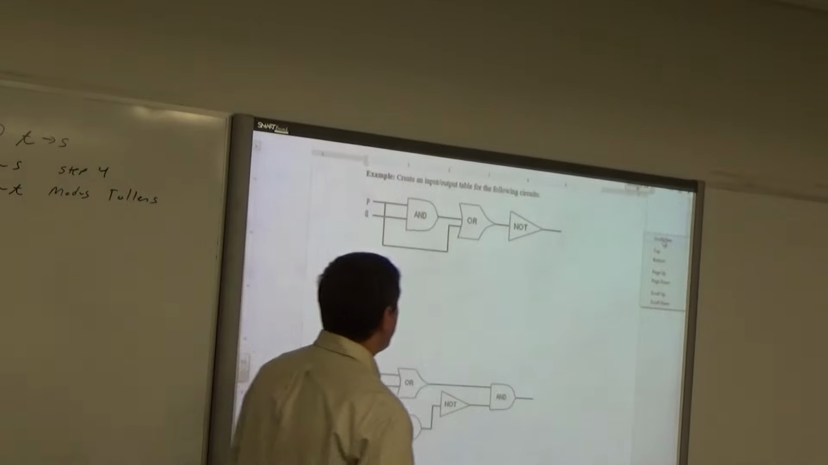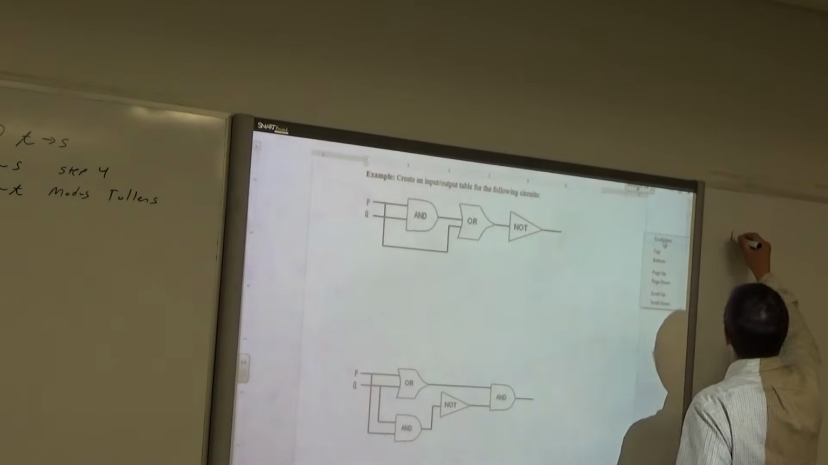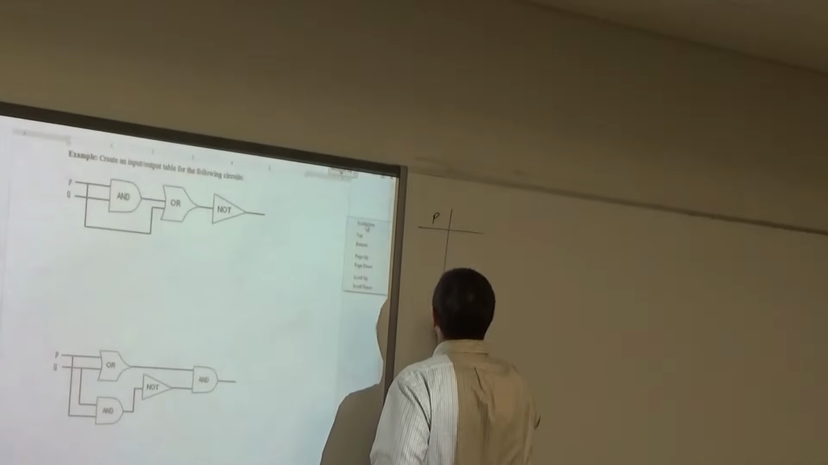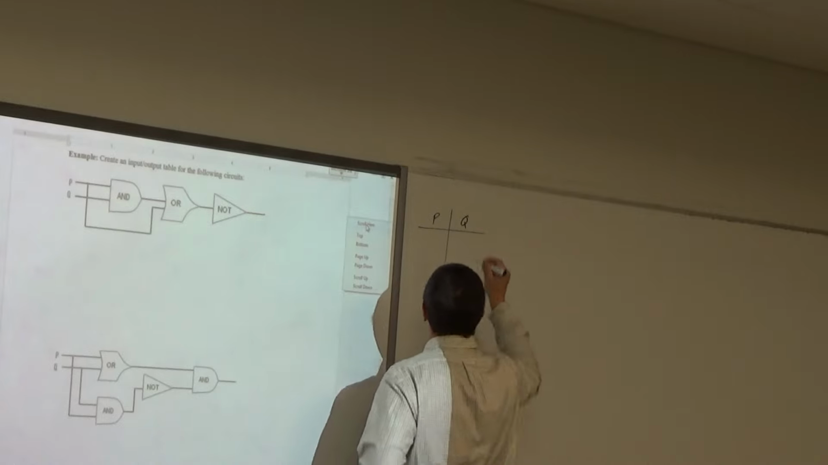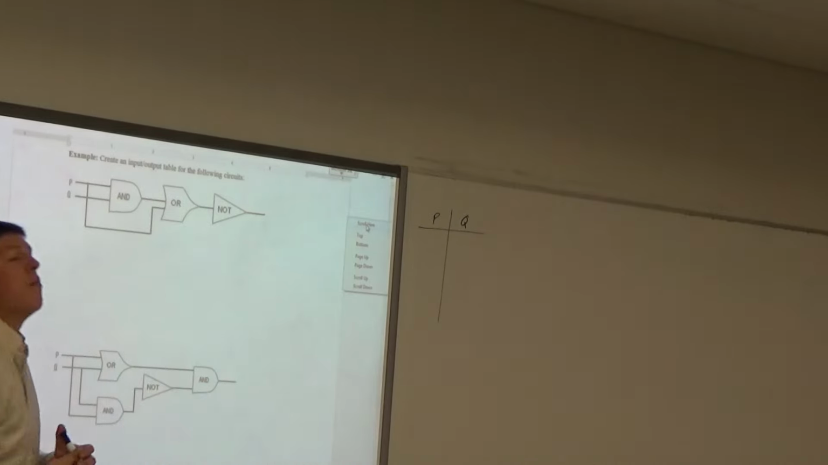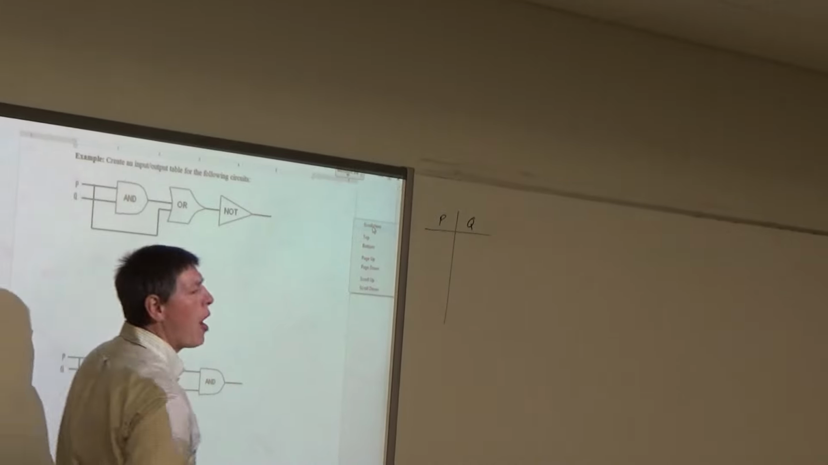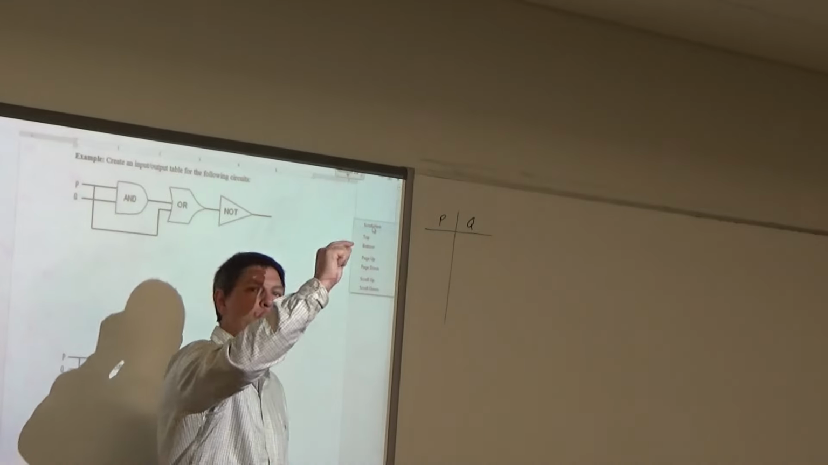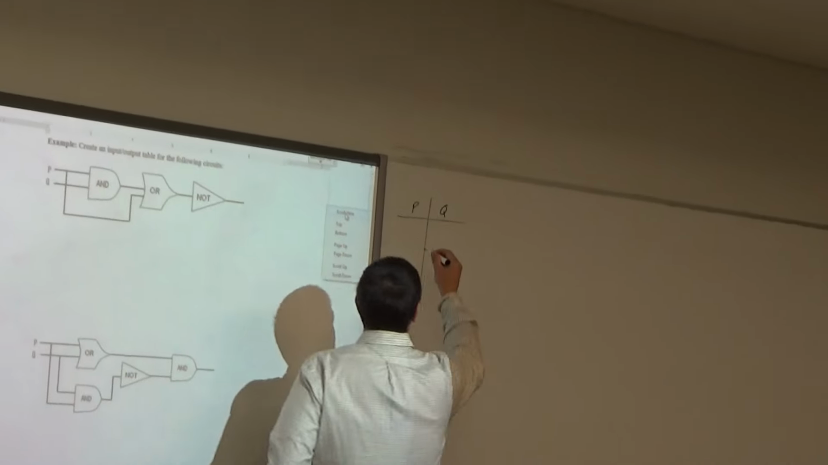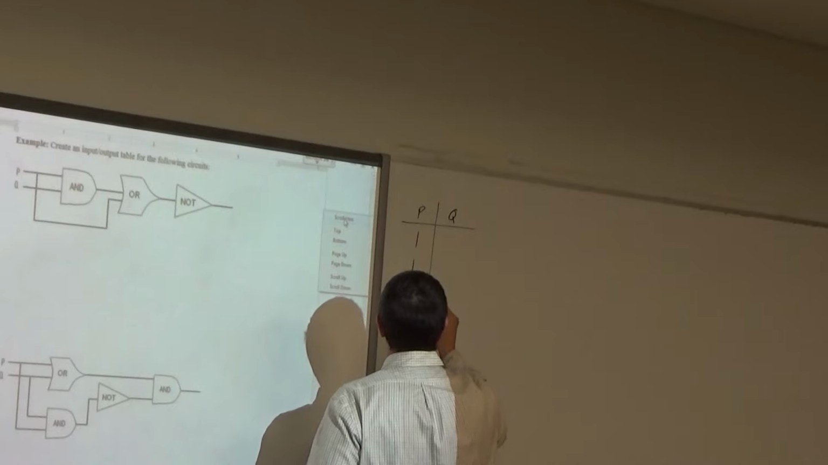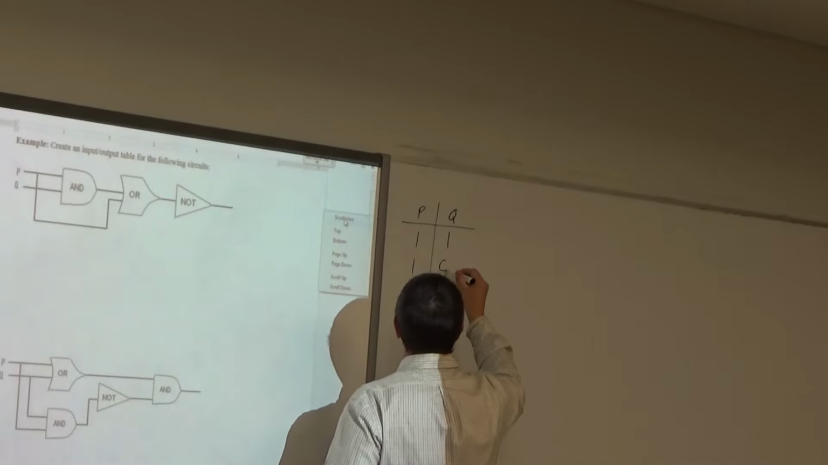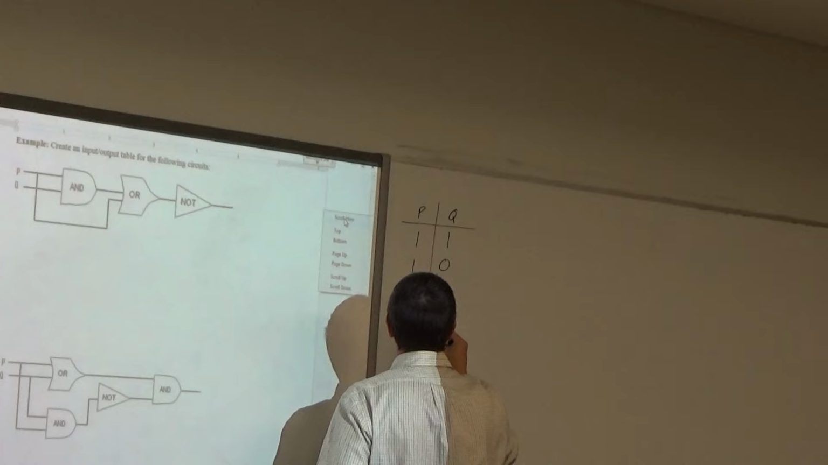Here's what we're going to do. We're going to have a P and we're going to have a Q. Because we have a P and a Q, how many rows are we going to have for this input-output table? 4, right guys? 2 squared is 4. And remember how we did true, true, false, false, true, false, true, false? Well, now we're going to do 1, 1, 0, 0, 1, 0, 1, 0.